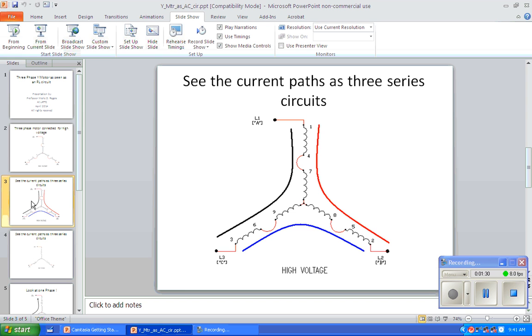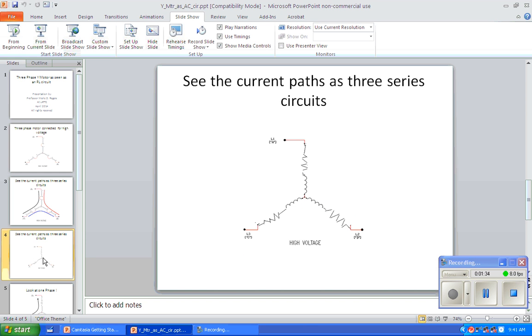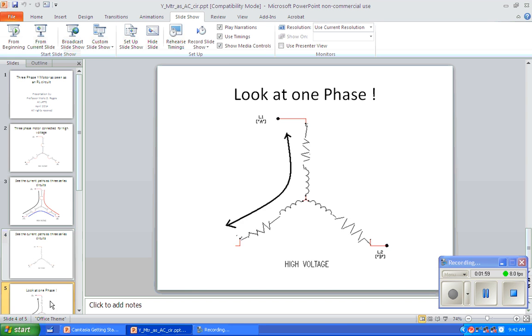Now, we don't want to look at it as just a winding, because we know that a winding looks like a resistance, a pure DC resistance, and an inductor, right? So we're going to look at this motor as an RL circuit, okay? So let's go down to that.